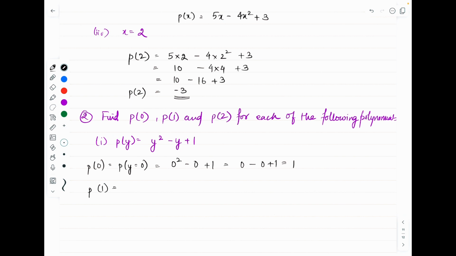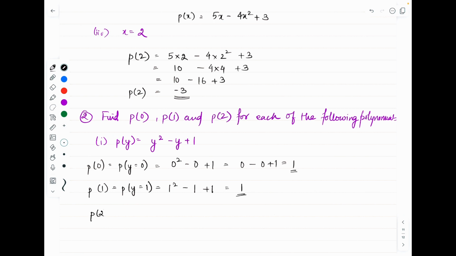Then P of 1. P of 1 means P of y equals to 1. Instead of y, we have to put 1. So y square is 1 square minus y is 1. Okay, plus 1. So minus 1 plus 1 is 0 and 1 square is 1. So the answer is 1 again.